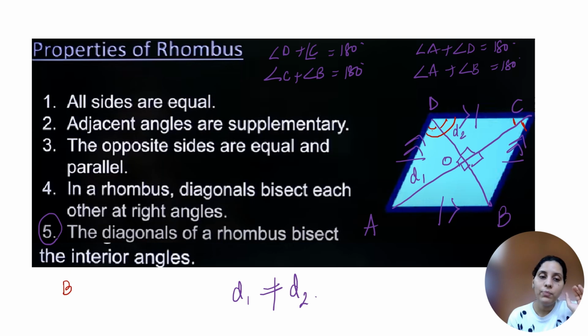So basically, BO is equal to DO and CO is equal to AO. For example, if AC is 14 centimeters, each half is going to be 7 because they are bisecting. They are bisected equally. I hope this is clear about the rhombus.